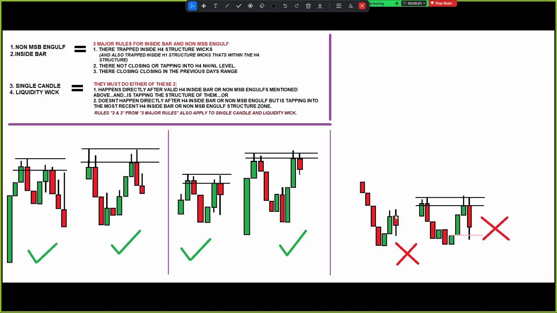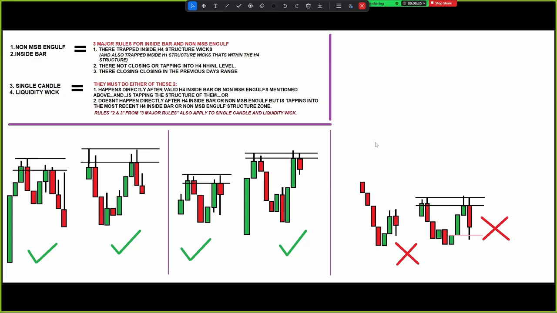But we need price to be trapped inside H4 structure wicks to the left, and we don't have any structure to the left. All we have is bearish empty space. So your bearish inside bar here is essentially in bearish empty space. What could happen is in the next candle, price could just continue bullish and fill this empty space, because there's no structure here trapping this price inside of it with nowhere else to go but down, okay?